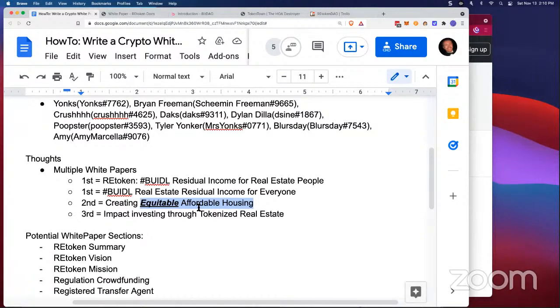Yeah, I would kind of second the thoughts of Poopster. When I think of a white paper, I think of a very cut and dry document, not too much flair in it, but the goal is really to articulate what the project is, what the goals are, and what I can expect out of it as an investor. All the portions that you're mentioning are valid to investors.